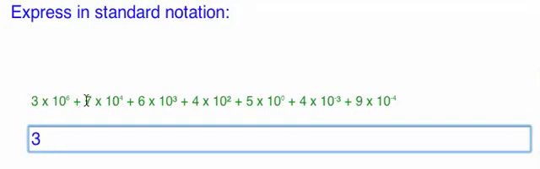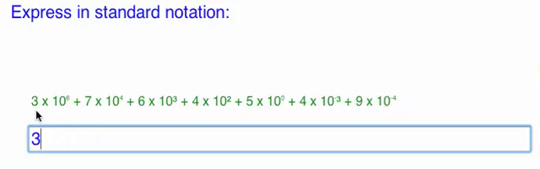7 times 10 to the 4 is 7 times 10,000, so 70,000. 10 to the 3 is 1,000, so 6 times 1,000 is 6,000. And then 4 times 10 to the 2, that's 100, so 400. 5 times 10 to the 0, 10 to the 0 is 1, so 5 times 1 is 5. Then we have 4 times 10 to the negative 3, so that's a thousandth. And then 9 times 10 to the negative 4, which is a ten-thousandth.